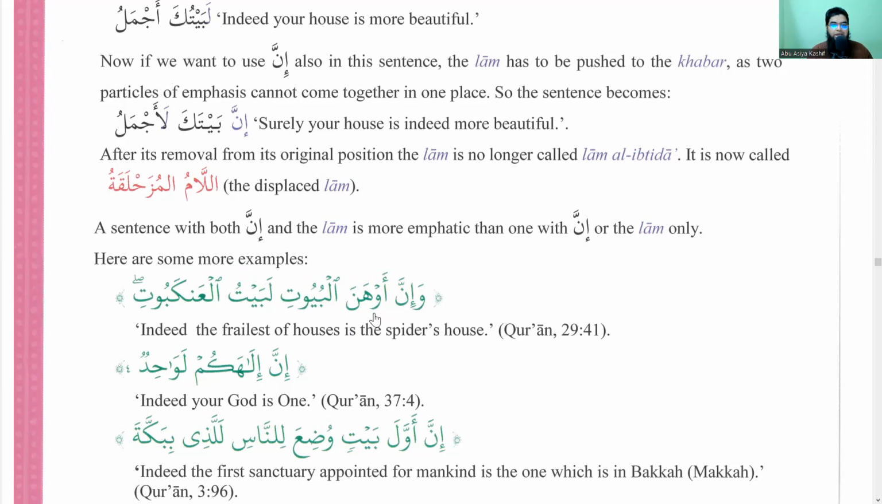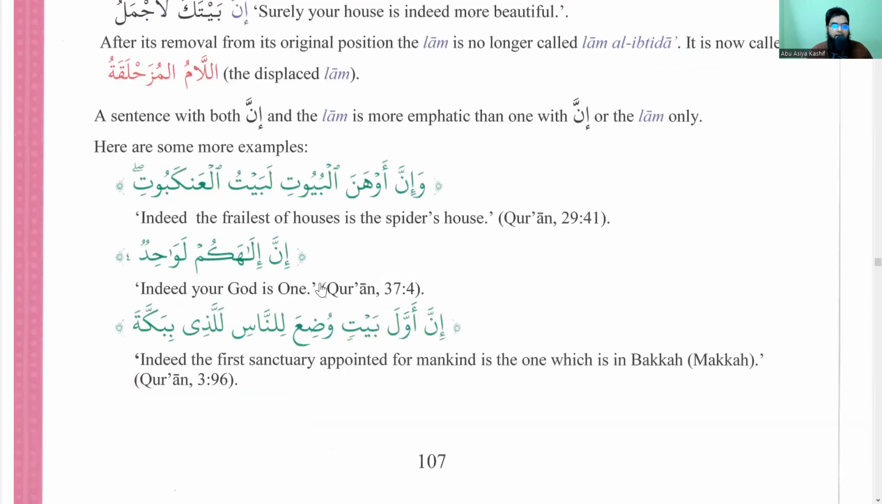Wahana is to become weak. Like Zakariya alayhi salam says, Wahana al-azmi. My bones became weak. I still didn't get a child. Right? Indeed, the frailest of the houses is the spider's house. La baytul ankabut. So double emphasis. Inna ilahakum la wahidun. Inna ilahakum, ismu inna. And this is khabar of inna. And mudaf ilayhi, and wahid is khabar. Indeed, your God is one.